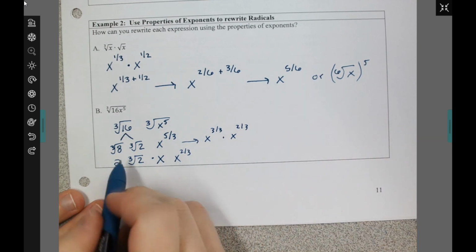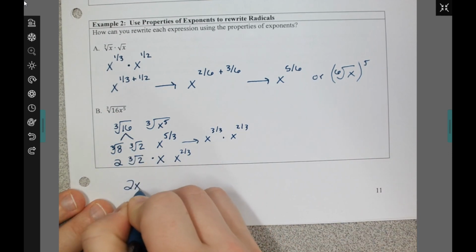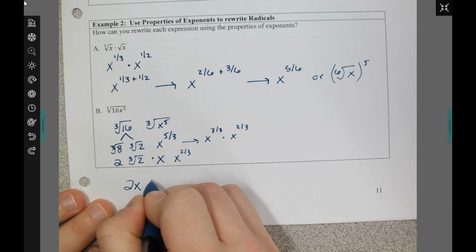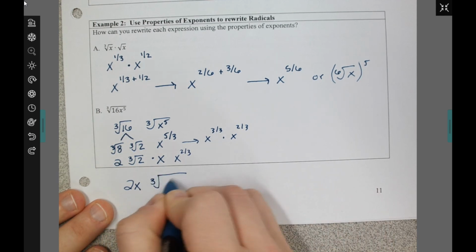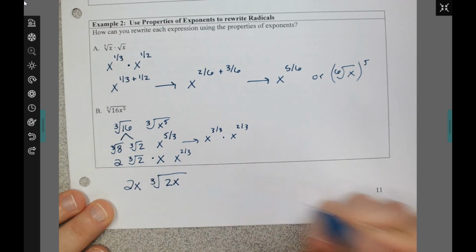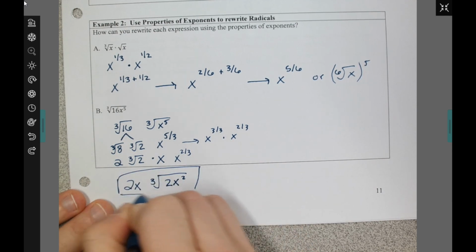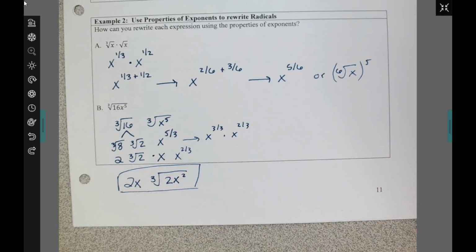So when we finish this up, we're going to put all our nice numbers and letters out front. So I have 2x out front. And then we're going to be left with the cube root of, so these are both cube roots, 2x squared. That is by far the most difficult problem you will run into in this 5-2.